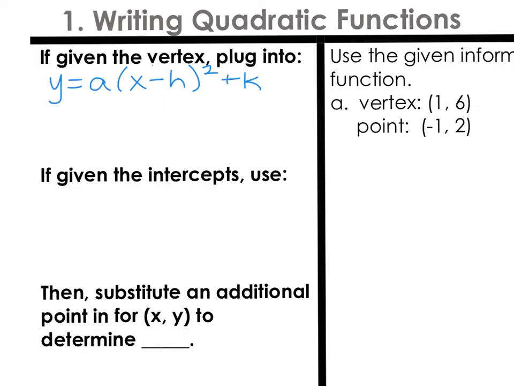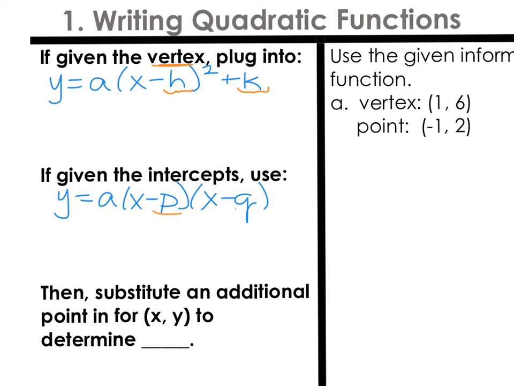If you're given the vertex of a quadratic function in a problem and you're asked to write the equation, we're going to start by plugging it into vertex form. We're going to plug in our h value and then plug in our k value. If given intercepts, we're going to do something different. So if given intercepts, we're going to plug them into intercept form. And this is that problem where instead of h and k, we'll plug in our values for the x-intercepts for p and q.